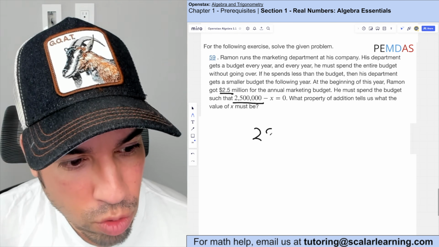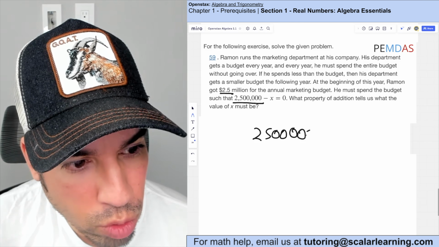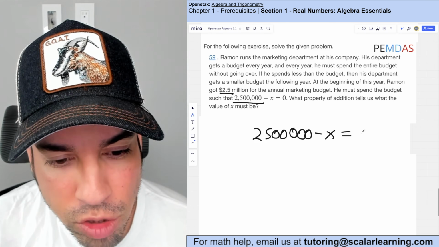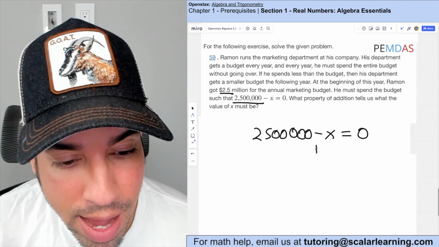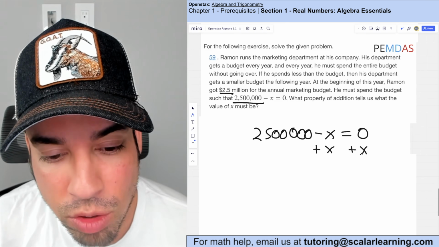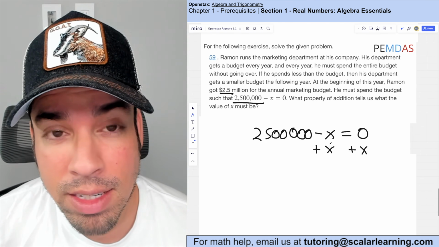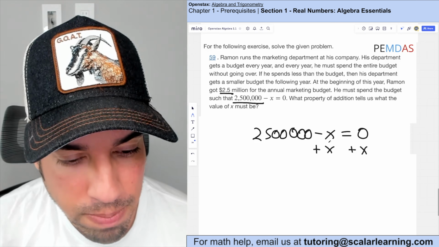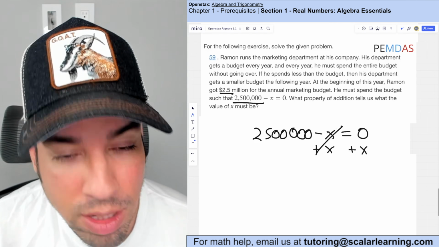So let's rewrite this equation down here, and we'll go through the process of how we would actually solve this. To figure out the value of x, I would add x to both sides. So what am I doing? I'm adding the additive inverse of negative x. The reason why is because these cancel out. Those will go to 0.